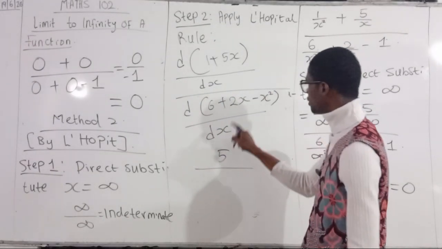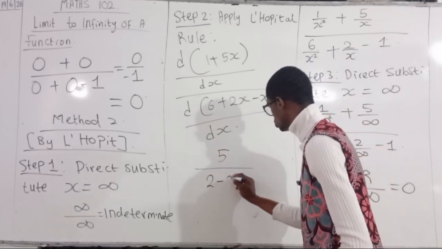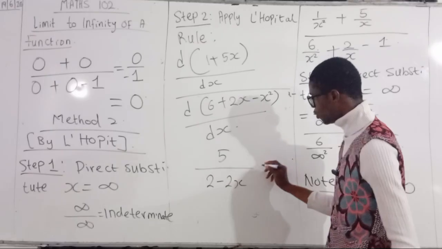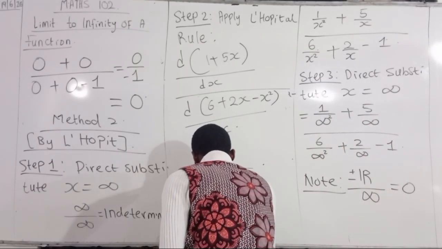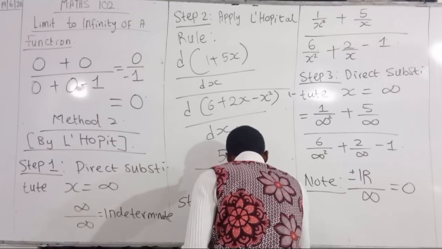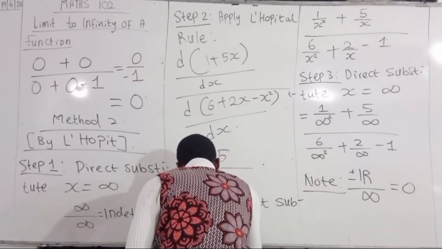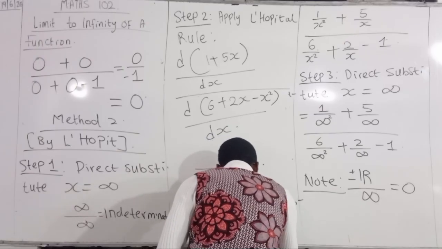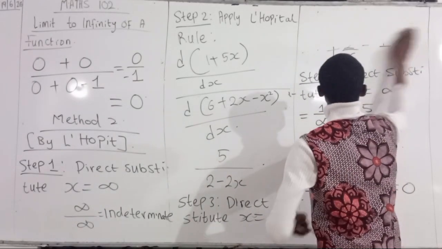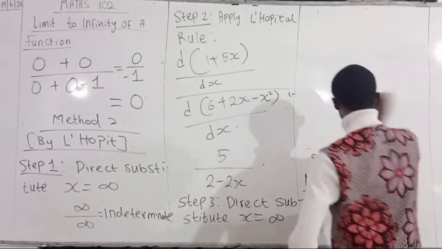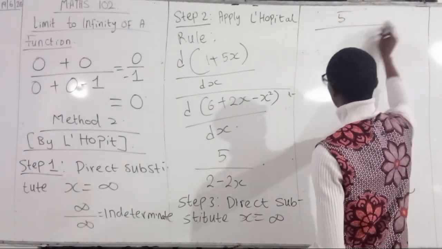5 all over, differentiating this, what will you have? 2 minus 2x, right? So what next now? What next do you do? That's step 3. Step 3, now you substitute x as equal to infinity. So what will it give you? It will give you 5 all over.